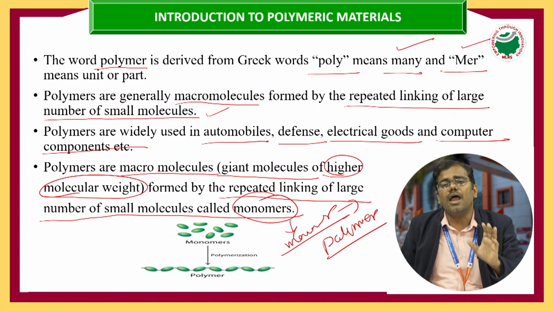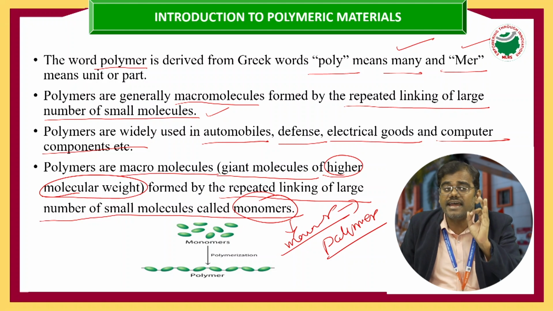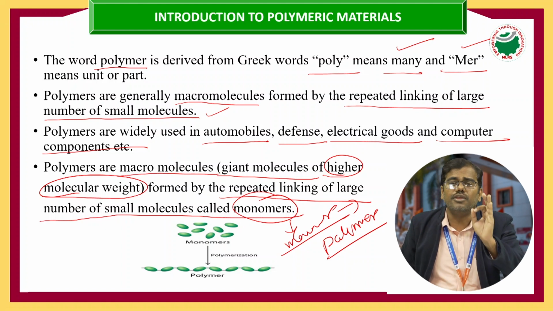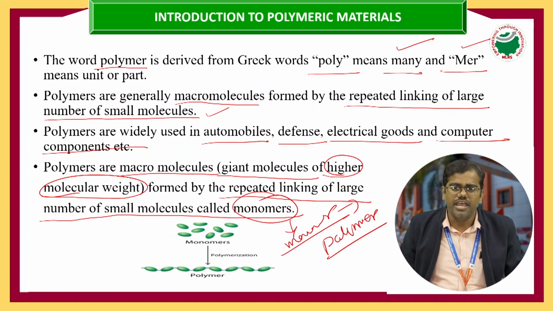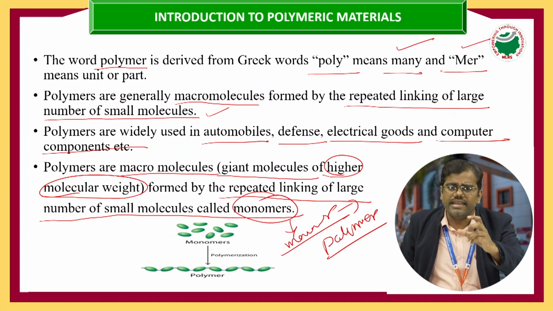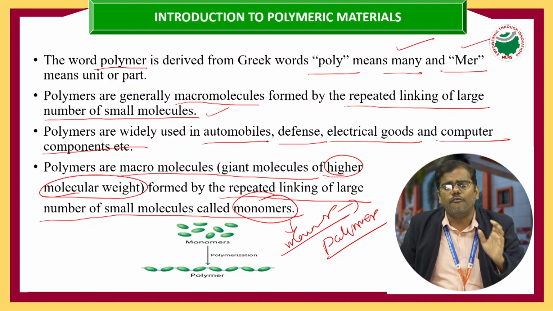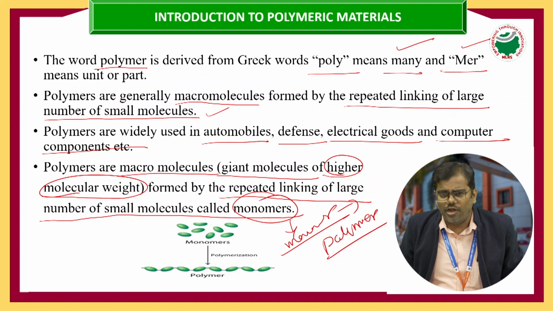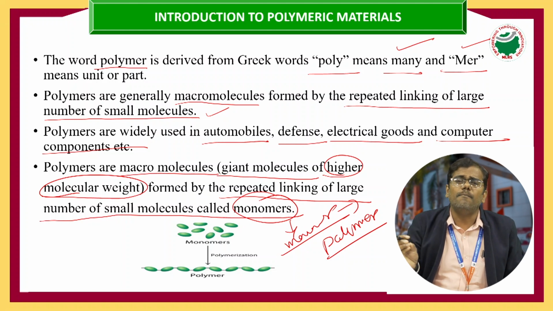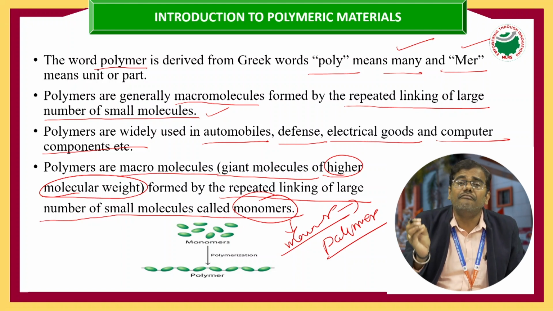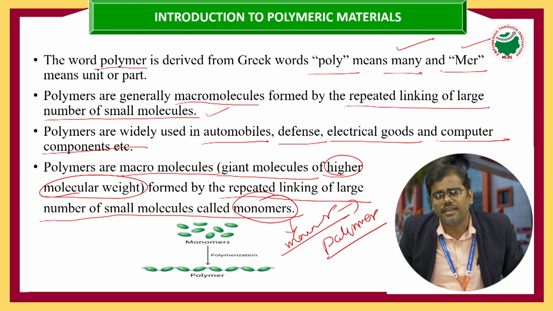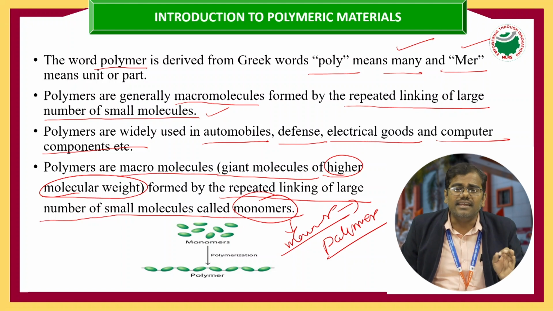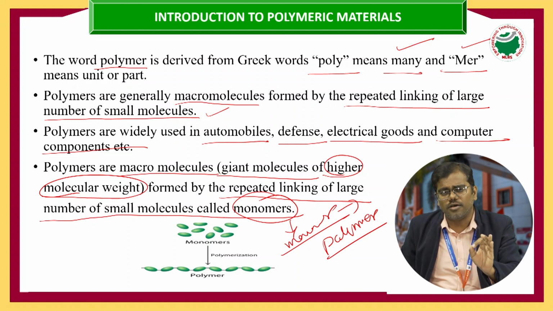In order to understand the degree of polymerization, first of all, you need to know the concentration of the monomers. If you know the concentration of the monomers, you can easily tell the degree of polymerization of the particular polymer. So the degree of polymerization is the number of repeating units of a polymeric chain, and it depends on the concentration of monomers.